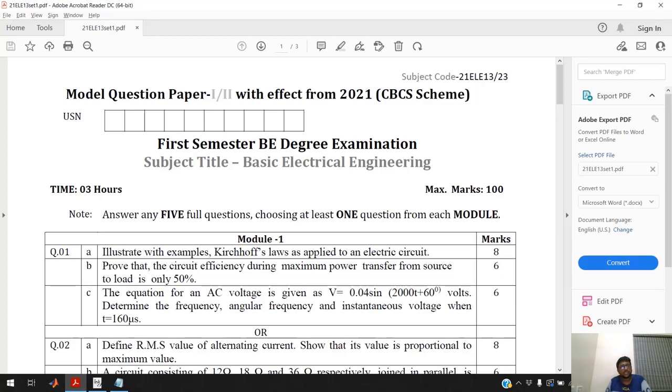VTU has already put out model question papers on their website. For those who don't know, I'll put the link to the question papers in the description box. You can download them from there.